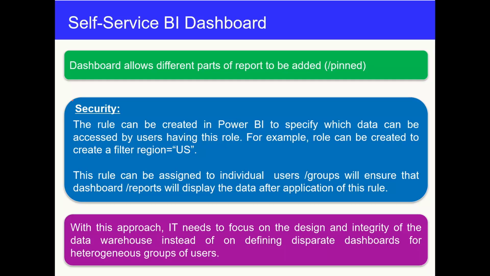Okay, let me read out this one. The rule can be created in Power BI to specify which data can be accessed by the user having this role. So let's say you want to create a role for US users. You'll create a role where region, which is a field in the database being extracted, is equal to US. Now that particular role you'll assign to the user or the group of users. So when they see that particular dashboard or report, the filter that region is equal to US will get applied.